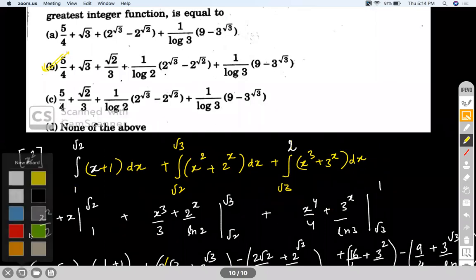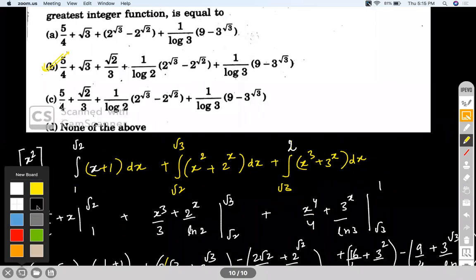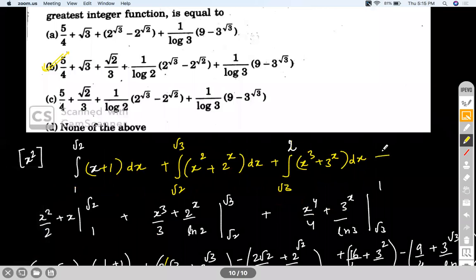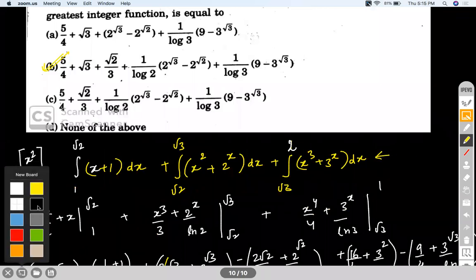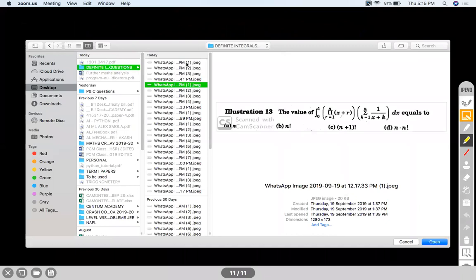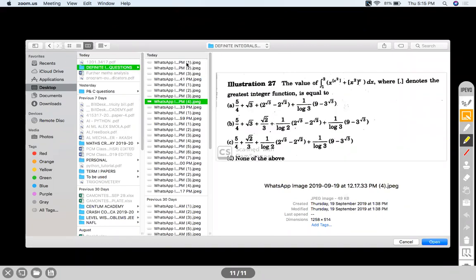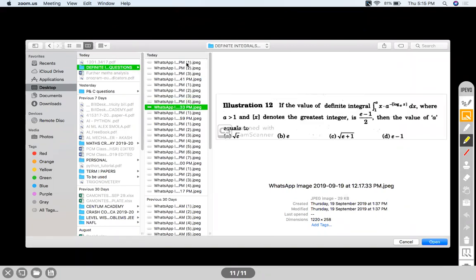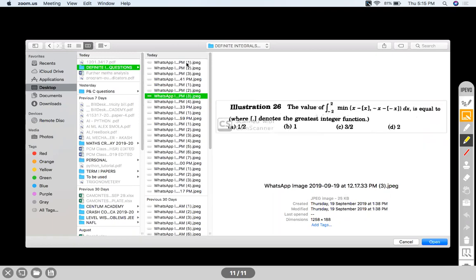Okay. Any question? I think after this, you should be able to manage. After this, it was just integration, correct? I'm putting the limits of integration. Let's have another one. Let's take this question.